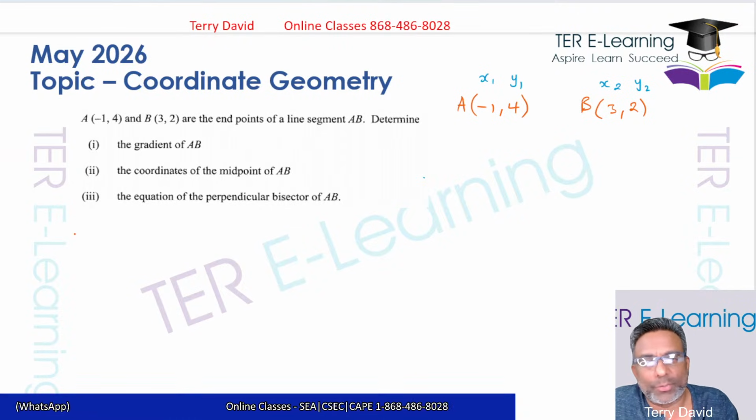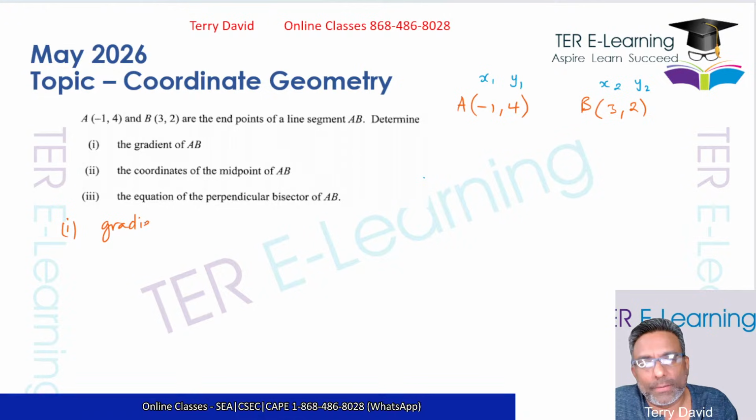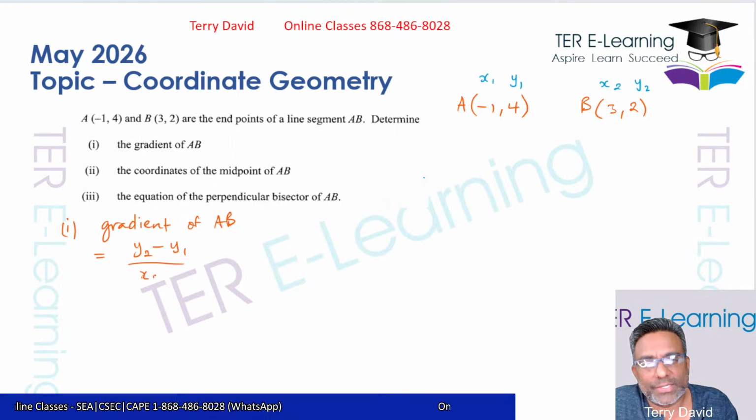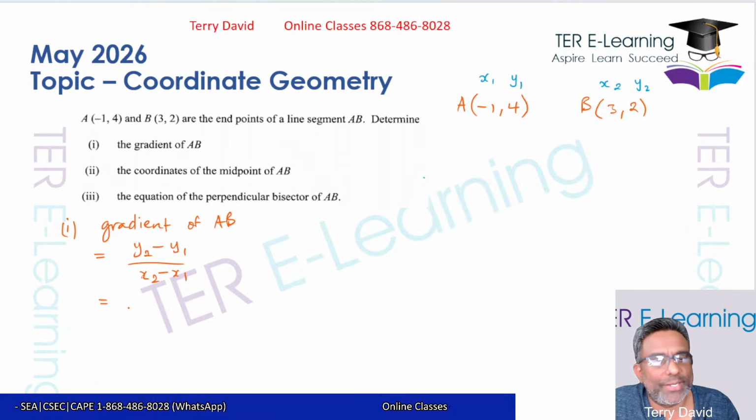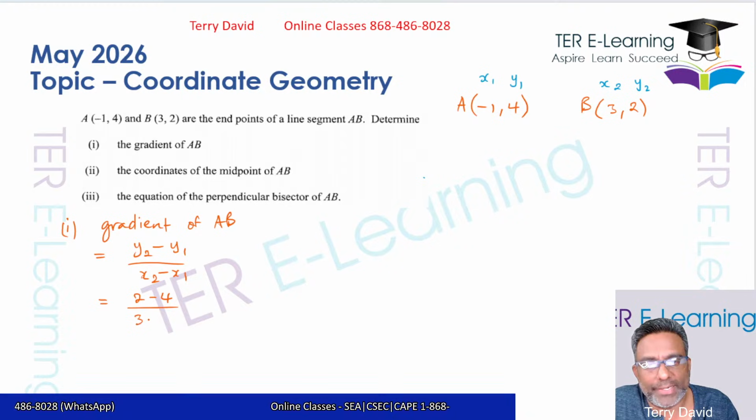All right, now part 1. We want to work out what is the gradient of AB. So we're going to use our gradient formula, which is y2 minus y1 all over x2 minus x1. So y2 in my case here is 2. So that's going to be 2 minus 4, and we're going to have that over 3 minus 1.